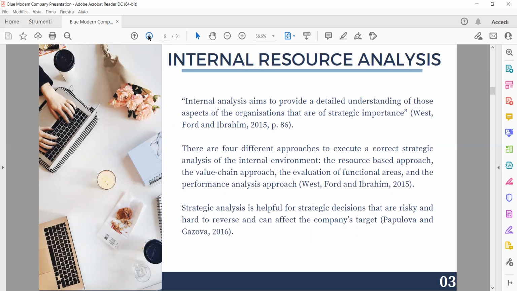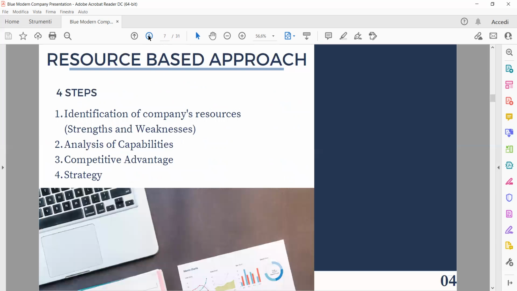Internal analysis aims to provide a detailed understanding of those aspects of the organization that are of strategic importance. There are 4 different approaches, which are the resource-based approach, the value chain approach, the evaluation of functional areas, and the performance analysis approach. On this occasion, the resource-based approach will be used. The first step is the identification of the company resources that present strengths and weaknesses.